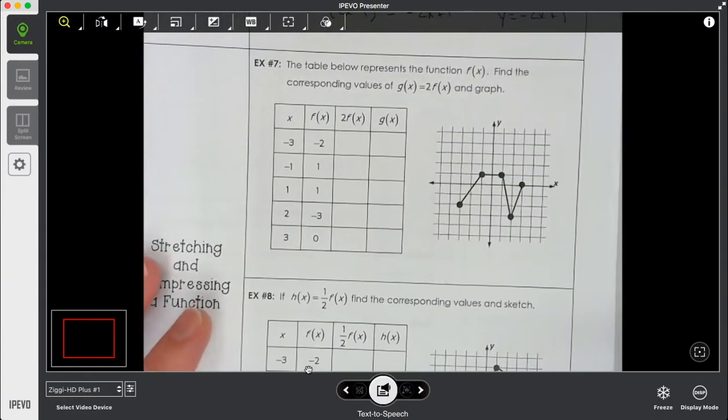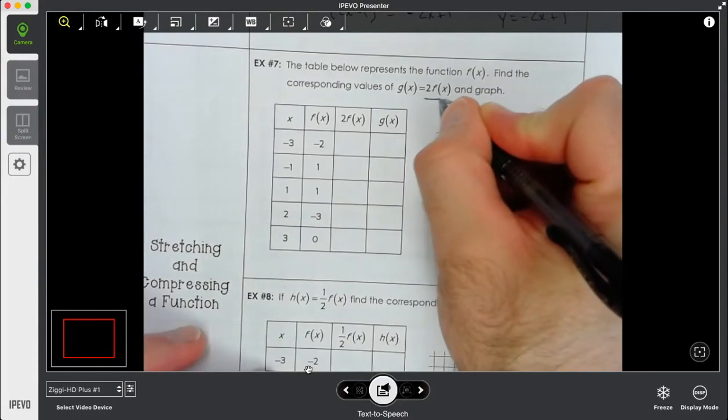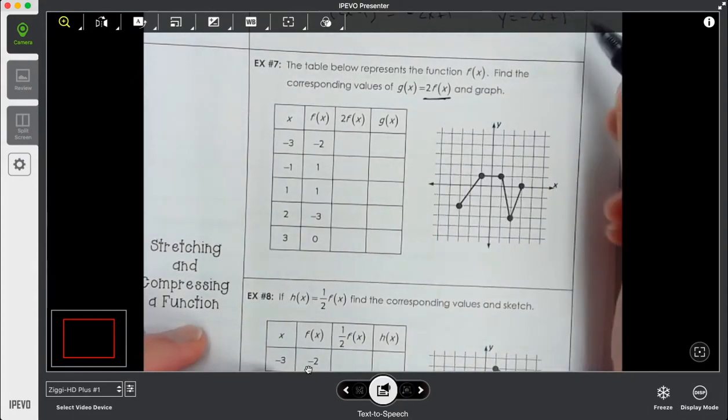So let's slide down to the next example, example number 7. Here, the table below represents our original function, f of x. We don't really know what it is. And we want to find the corresponding values of g of x, which equals 2 times f of x. And so here's where this might be a little confusing.